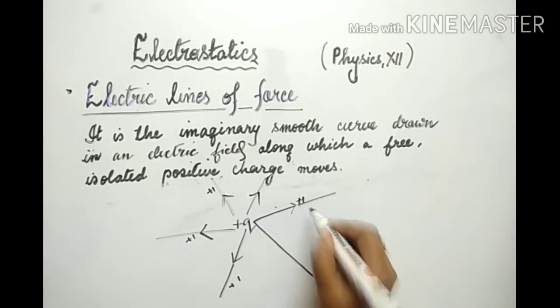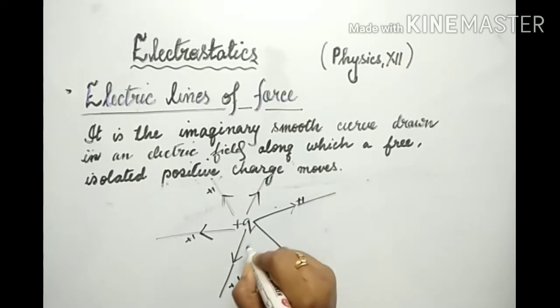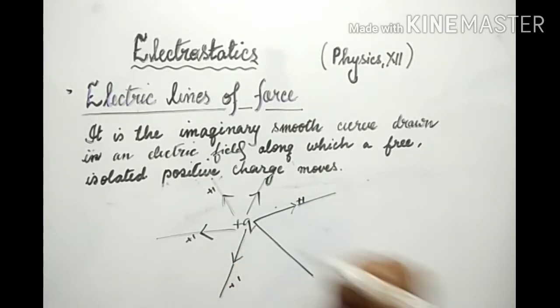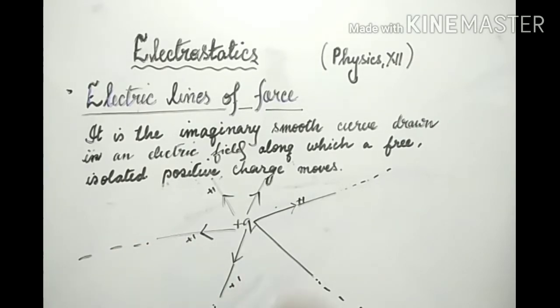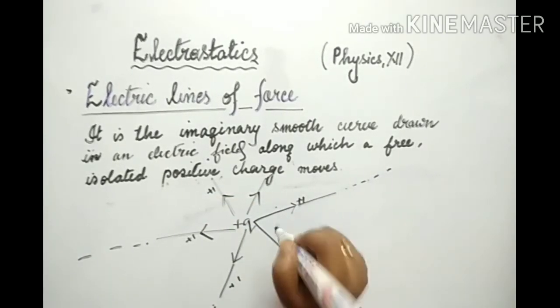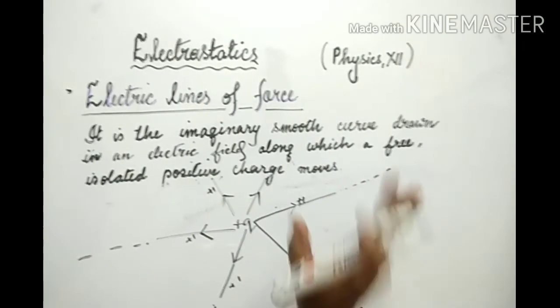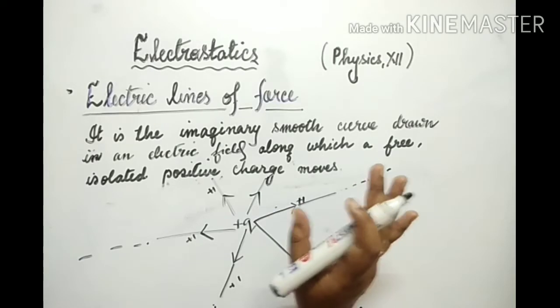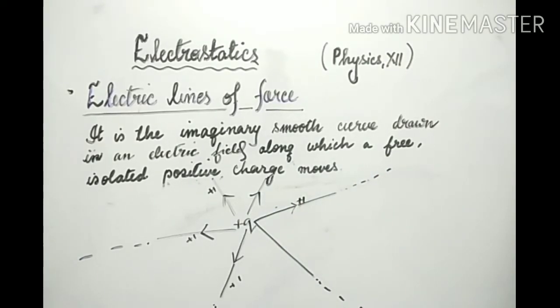Now these lines are imaginary, and this is a single point charge, and that's why this line will go up to infinity. We don't know where these lines will go and end. So for a single charge, it goes up to infinity, but for two types of charges, the case is a little bit different. Before we move on to the different cases, we should first know the characteristics of electric lines of force. So let us see first what these characteristics are.